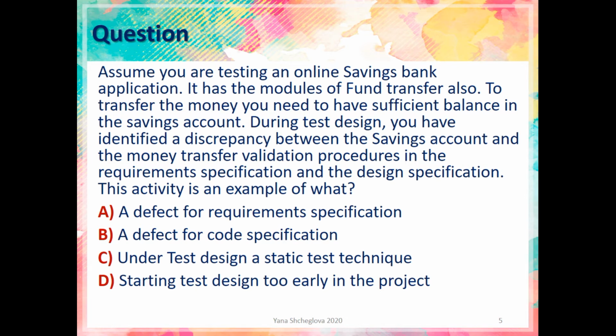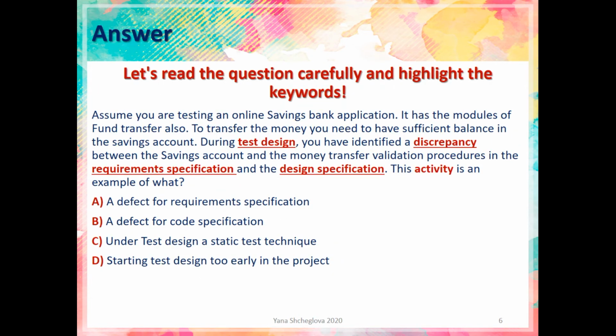A, a defect for requirement specification. B, a defect for code specification. C, under test design static test technique. D, starting test design too early in the project. In this question, we have some keywords, and these are: test design, discrepancy, requirement specification, design specification, activity.